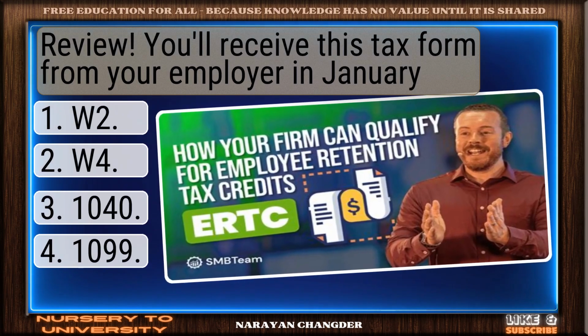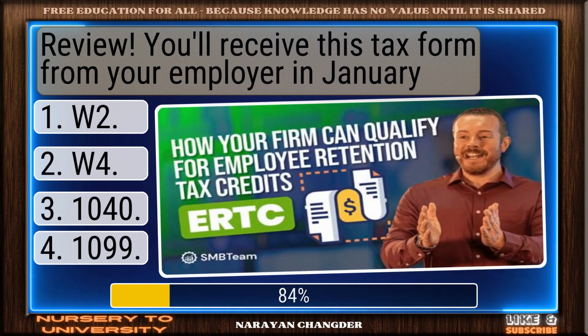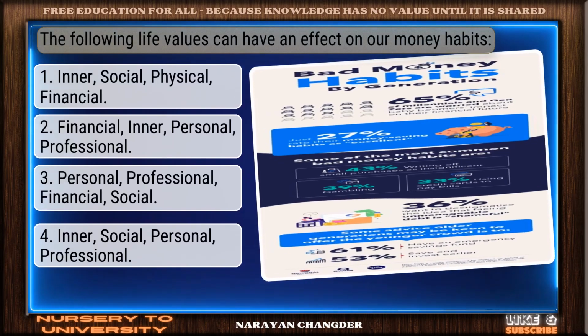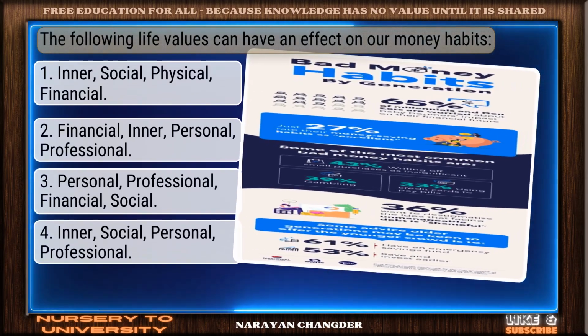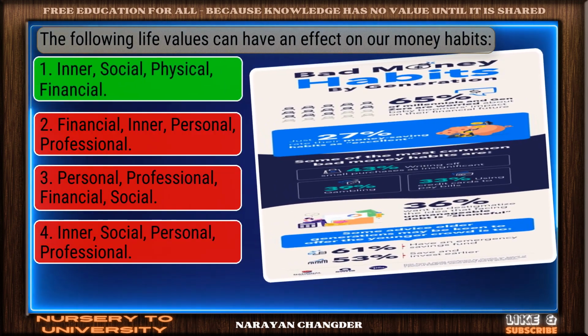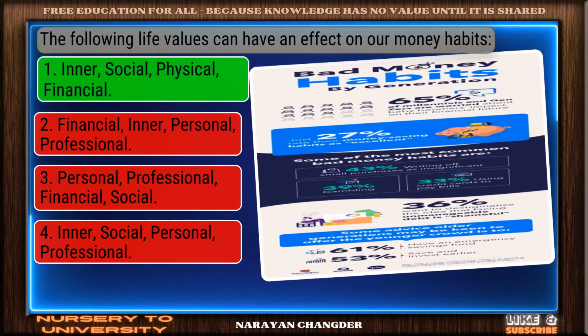Review. You received this tax form from your employer in January. W2 is the answer. The following life values can have an effect on our money habits. Sharp thinking. Inner, social, physical, financial is the right choice.